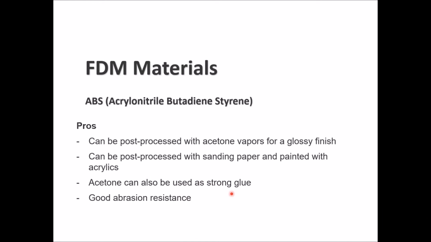The good sides for using the ABS: it can be post-processed using acetone vapors if you want a glossy finish. It can be post-processed as well using sanding paper, and can be painted with acrylics as we mentioned. Acetone can be used as a strong glue or a layer that strengthens the part. It has a good abrasion resistance.